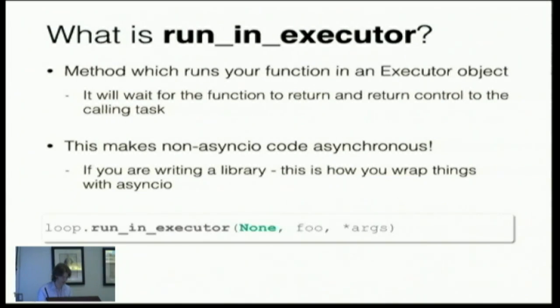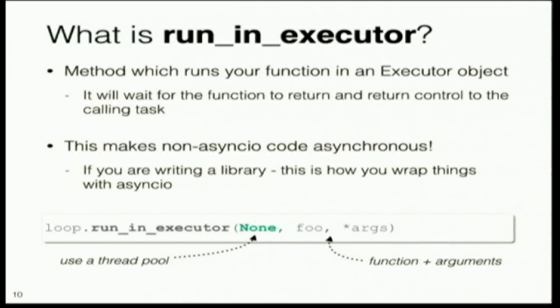Run in executor. This is how you call it. None just means use the default thread pool, and you pass it the functions and the arguments. This is a coroutine, though. So you have to be careful, because you can't just call run in executor. It's not going to run. It's going to return a coroutine generator, which you have to give to the event loop, which will then run it. So that's where you look in the docs and you say, oh, this is a coroutine. That's not just going to work.